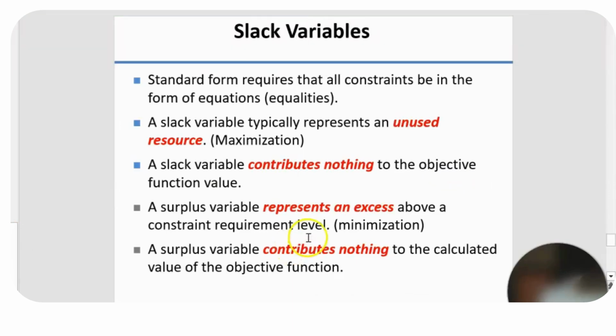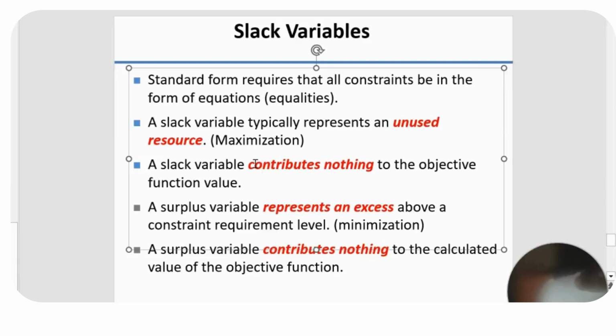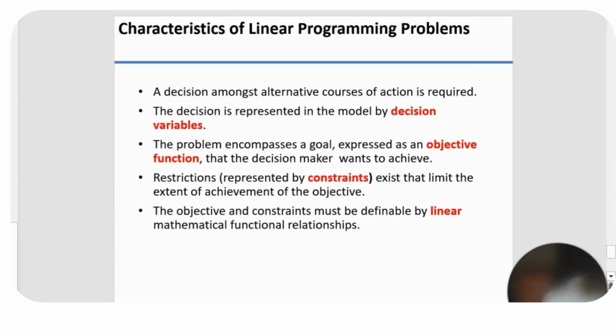Each of these variables contributes nothing to the objective function, because just imagine if you have 200 parts, but you've only used 50 to maximize your objective, then the 150 has contributed nothing towards the maximization of your objective. Also, the surplus variable contributes nothing to the objective function, because if you have 200 parts at hand but you require 250, then the 50 contributes nothing to the objective function, because you do not have it at the moment.